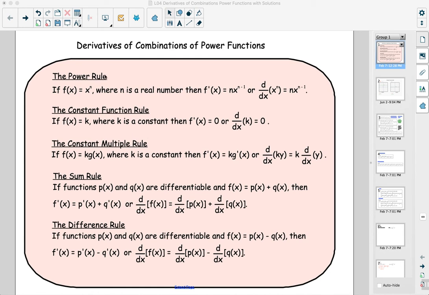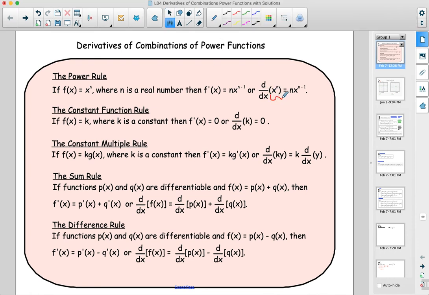And again, I'm going to remind you what the power rule was. If the function is x to the n, then its derivative is n times x to the n minus 1. This is Lagrange notation. If I want to use Leibniz notation, I will put d by dx. And in brackets here, instead of y, instead of dy over dx, I'm going to put the function that I'm taking the derivative of right here.